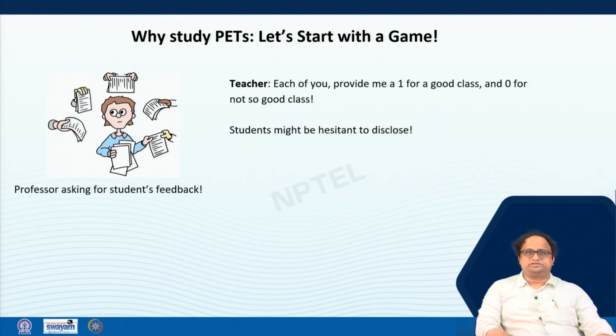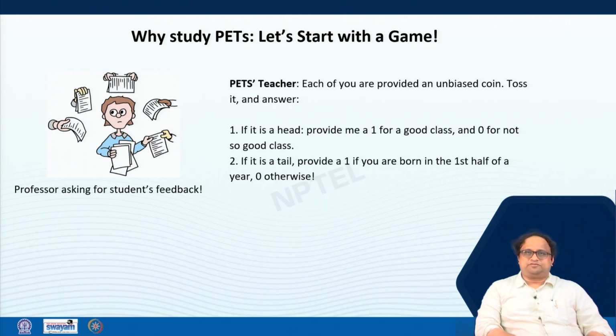Here is a very simple strategy that one can try to adopt. The teacher, for example, can suggest that each of you is provided an unbiased coin, which basically means that the probability of a head and a tail is exactly half, and you toss it, and based upon that you answer. So the strategy to answer is as follows: if it is a head, then you provide me a 1 for a good class, and a 0 if the class was not so good.